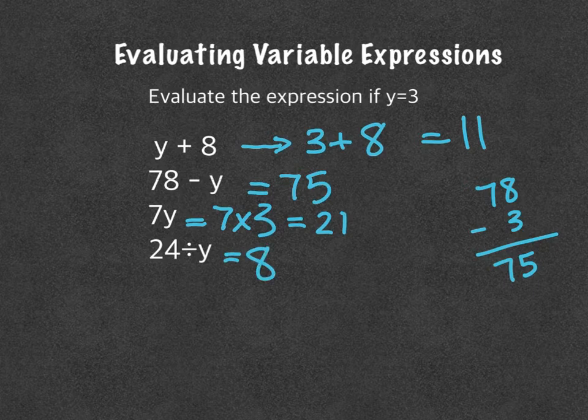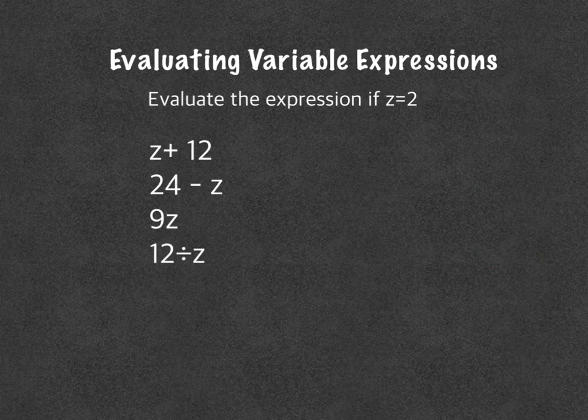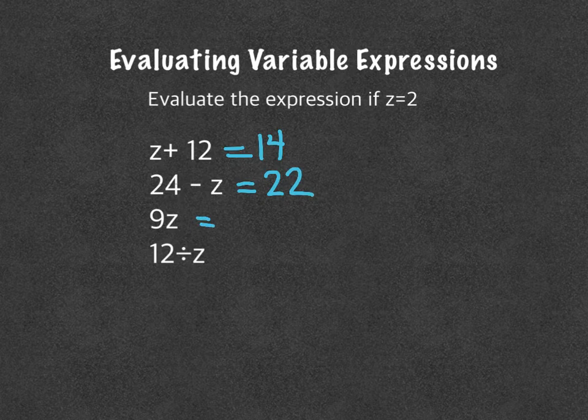Okay, so that's our first one, so that's y equals 3. And remember, y could equal anything, but in this case, they're telling us that y equals 3. All right, for this one, z equals 2. So now we're going to plug in z as 2. So z plus 12 would be the same as 2 plus 12, so that equals 14. 24 minus z, or 24 minus 2, would equal 22. 9z, or 9 times 2, equals 18. 12 divided by z, or 12 divided by 2, would equal 6.